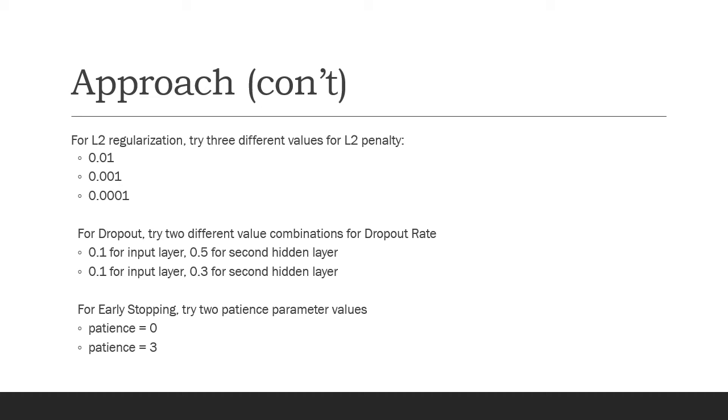And then the third technique was early stopping, and we tried 2 different patience parameters there. Patience of 0, meaning as soon as an epoch showed no improvement in accuracy, the training stopped. So we had 0 patience. But then in the patience equal 3 version, we allowed it to have 3 successive epochs with no improvement before we stopped the training.